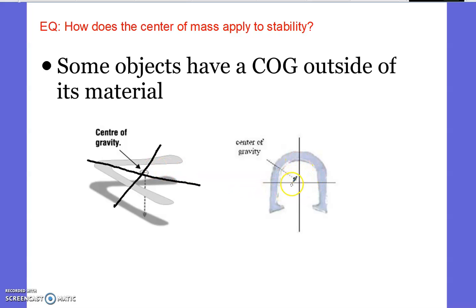Same thing with a horseshoe. The center of gravity is outside the actual material. There's an equal amount of material on this left side of the horseshoe as there is on the right side of the horseshoe. And here, if we look up and down, there's an equal amount of material below as there is above. And so the center of gravity is not actually on the object itself. Same as like a donut, or maybe a tire that's open in the middle. The center of gravity is right in the middle. It is outside the material of the object.